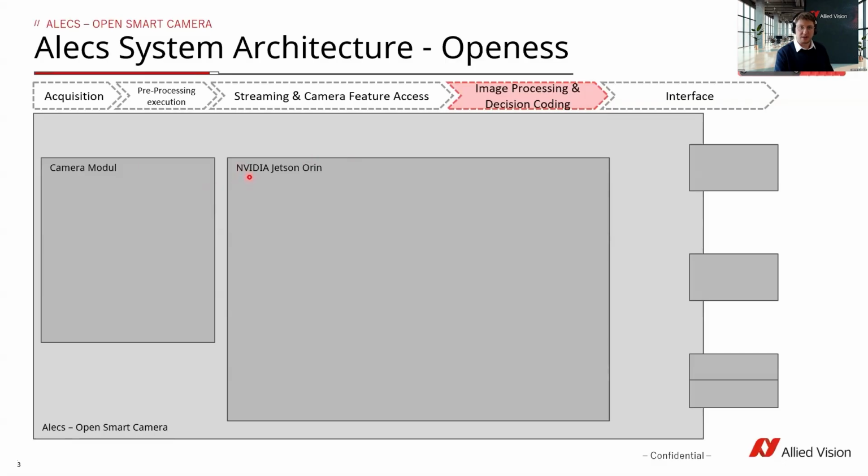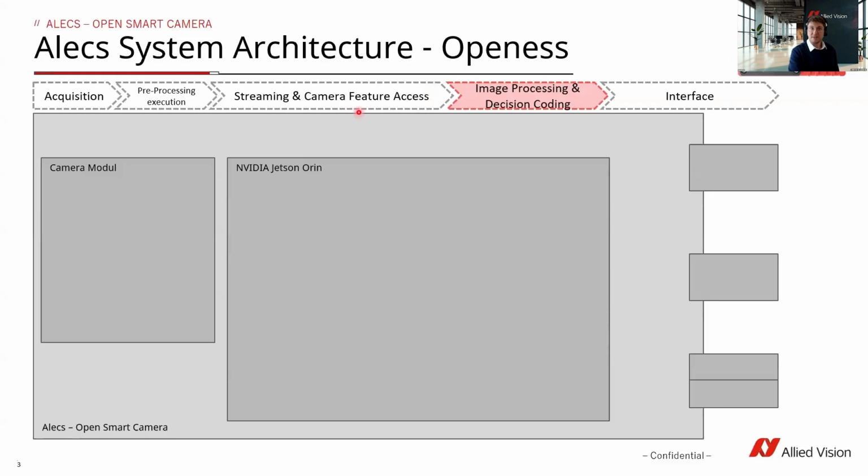Here, in the Alecs example, we have the NVIDIA board. And here we need a kind of streaming access and access to the camera features, which will execute on the camera module itself. Each time we are talking about pre-processing, so this happens at that point inside. Later we have more details on the system architecture, but just in the beginning to explain how we can understand it.